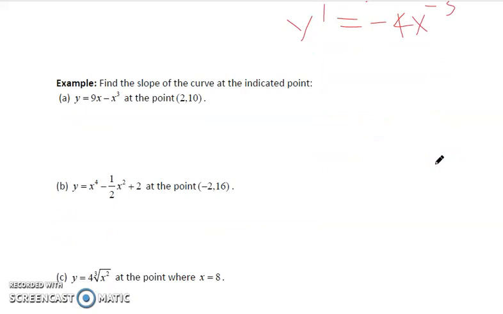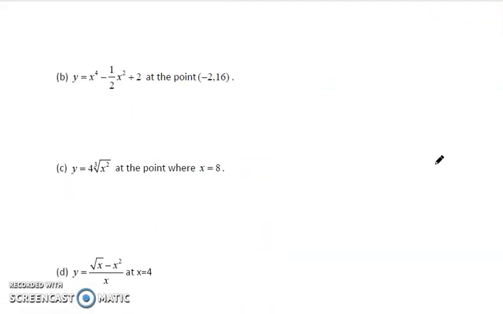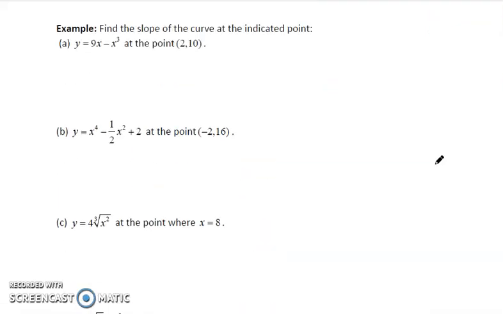Find the slope of the curve at the indicated point. In every one of these cases, there's A, B, C, D. You'll notice that you have a function given, and they want you to find the slope of the curve at the indicated point. Now, you know you're going to have to take the derivative there. You have to find your derivative for each of these cases.